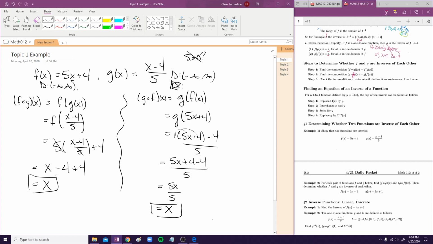Right? So because they also satisfy it in that way, what does that mean? f and g are inverses of each other.